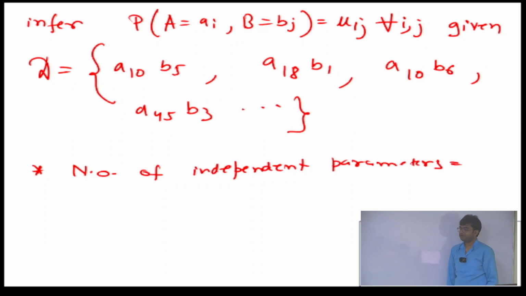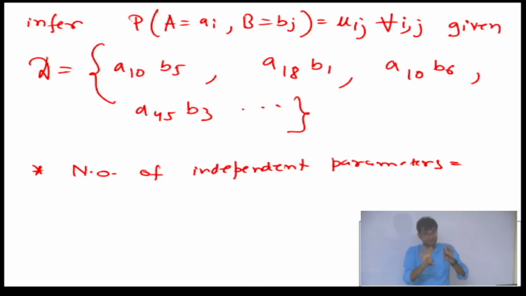So how many parameters do you need to infer from this data? 52. 58. How? If you are doing 52 plus 6, I know that, but why are you doing a product? 52 into 6 minus 1, why? Should be equal to 1.